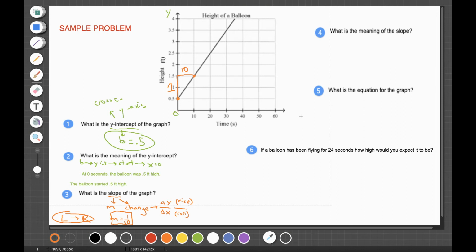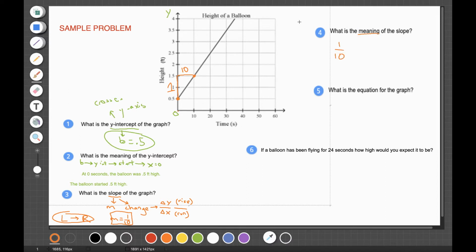Okay, now that we know that the slope is 1 over 10, in this example, we're going to look at number 4. What is the meaning of the slope? So you need to know what the slope is in your problem before you actually tackle what is the meaning of the slope. I'm going to just write the slope over here. We know that the slope is 1 over 10. Okay, so what is the meaning?